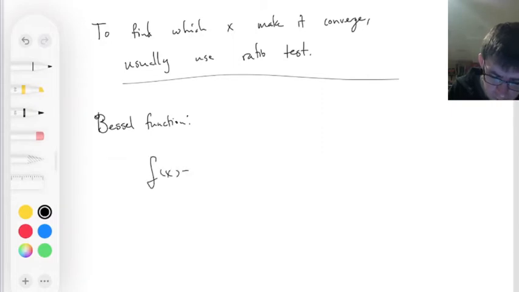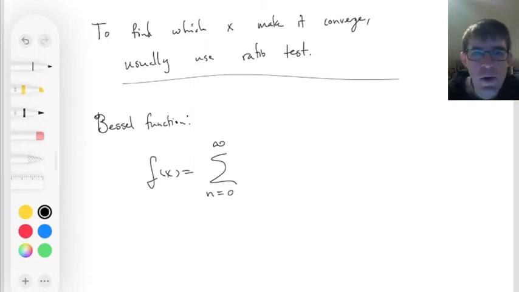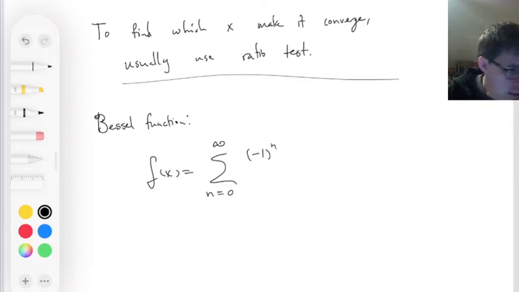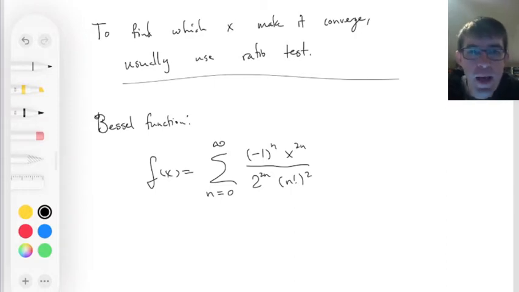F of x equals the sum, just for technical reasons, this sum starts at 0. It doesn't really matter, but if you want to get the Bessel function, you've got to start the sum at 0. Anyway, it's this: minus 1 to the n, x to the power 2n, divided by 2 to the power 2n times n factorial squared. How do you like that? N factorial squared.